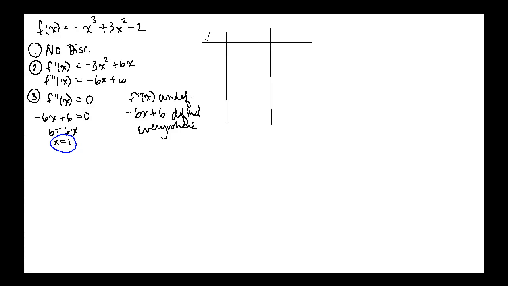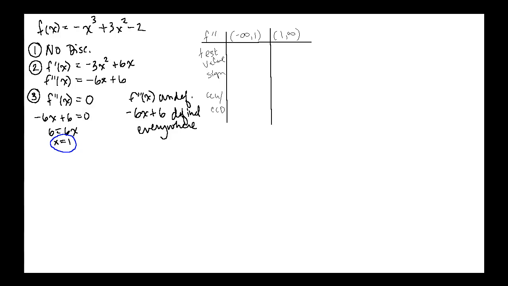This time I'm analyzing f double prime. I'm going to do the same thing though: test value, sign, and this time concave up or concave down. So let's see, I have a break in the interval, not in the graph, I'm sorry, that's not accurate. Break in the interval here from negative infinity to 1 and 1 to infinity.